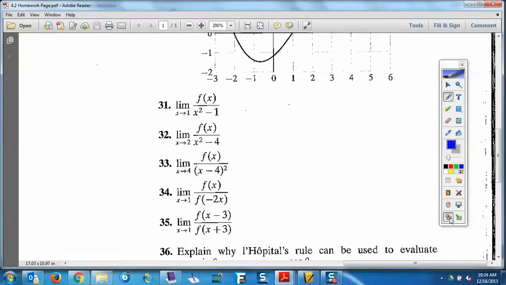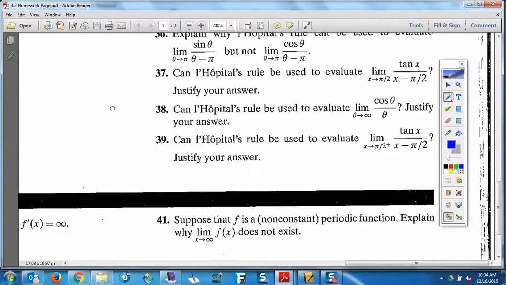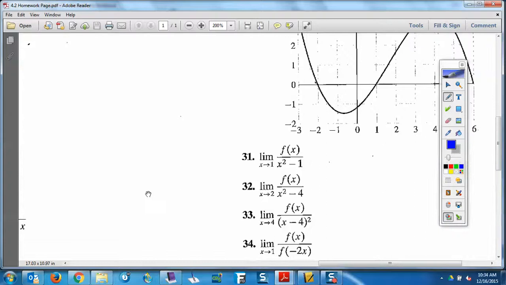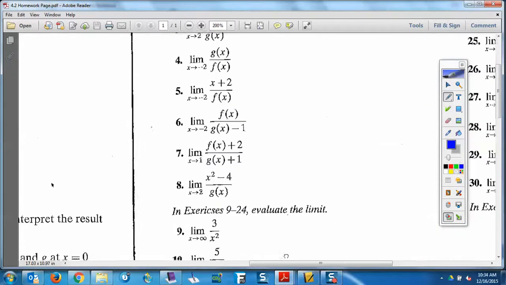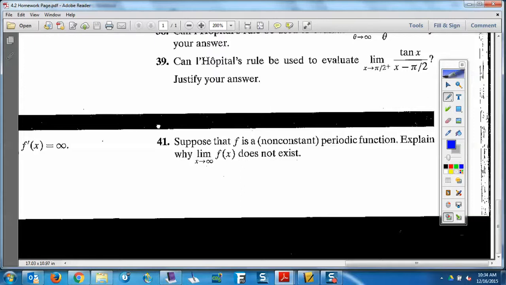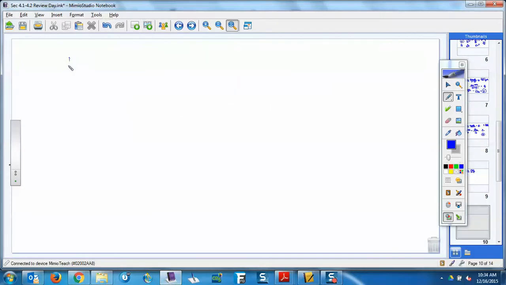Okay. What else? There's got to be some others. Oops. I guess I don't have the other page. 42. Do I have 42? Oh, it must be on the other page. Okay. Tell me what 42 is. It says going to sketch. Oh, okay. Oh, yeah. That's a good one.